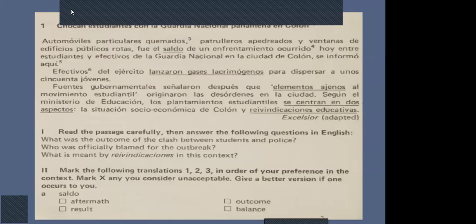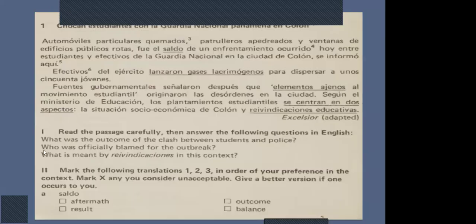Okay, so in reply to number two, officially, the outbreak culprits were student unions or student organizations. Okay. What about the third one? What is meant by reivindicaciones in this context? So, Professor Quintero attempted to do that. Demands, Professor, right? Demands or claims also. Okay. Demands or claims. Okay, good.